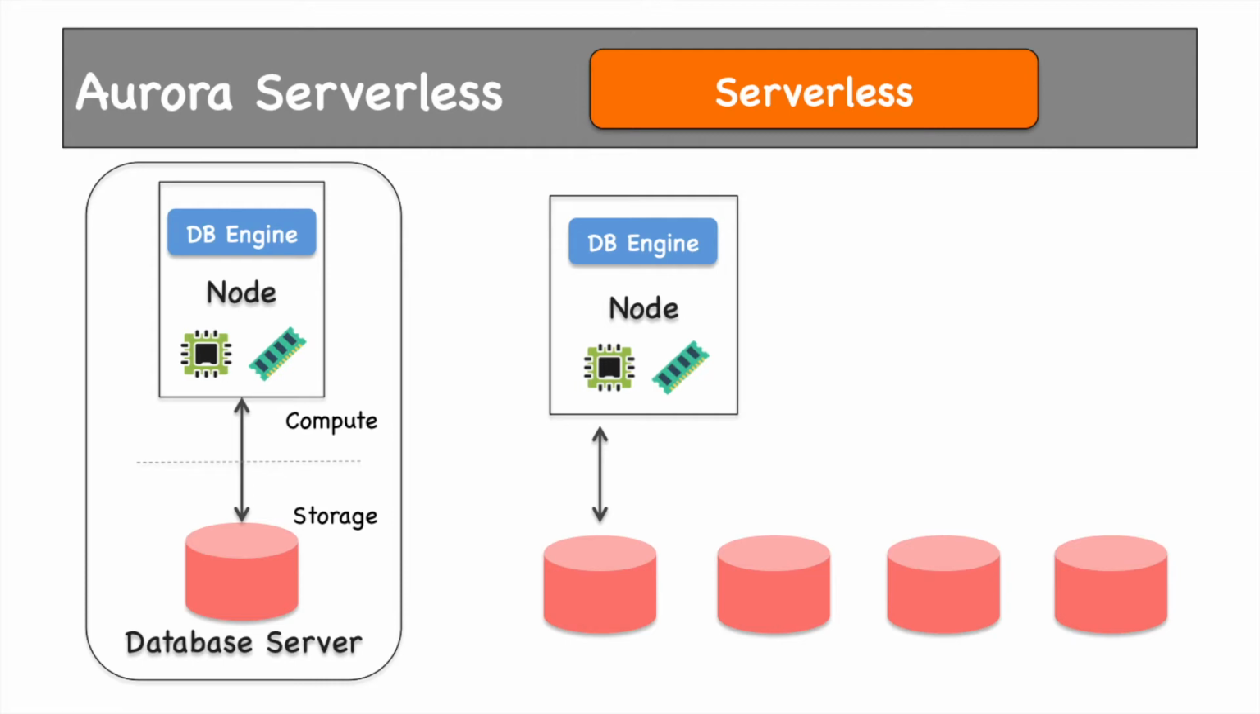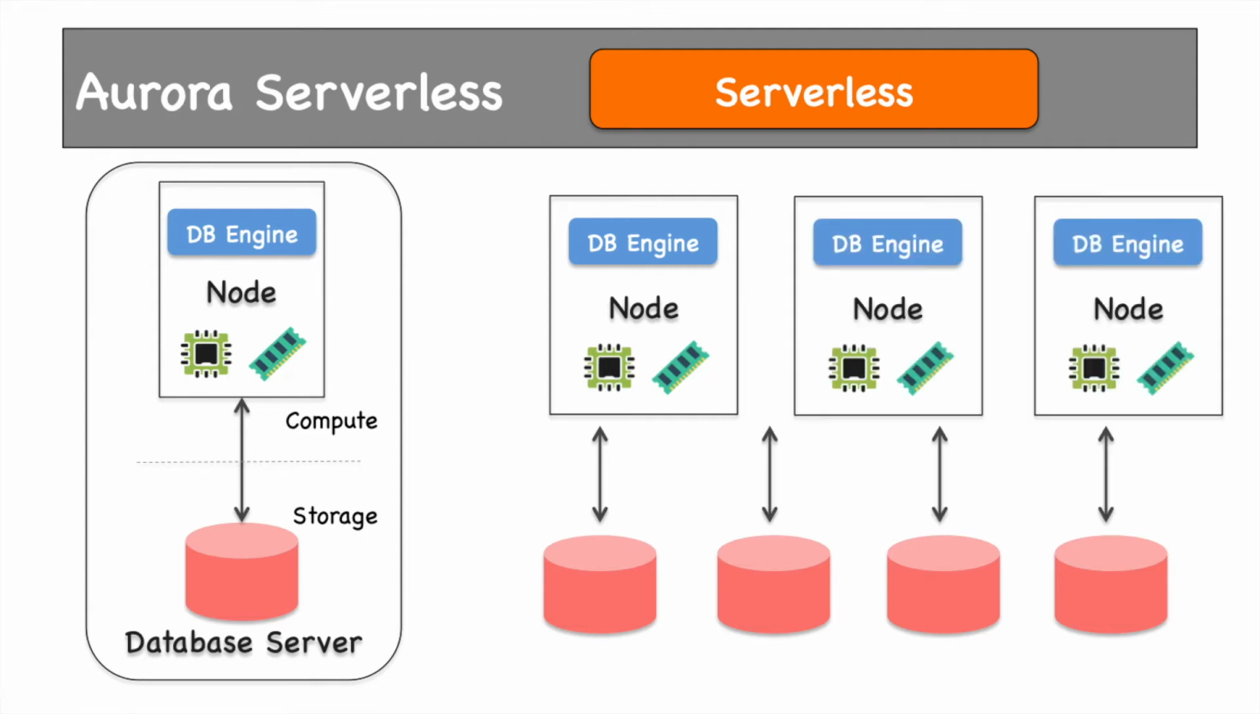So database engine is in the node. When you add nodes, the database engine also scales itself. The data remains the same. The data is not being scaled at all. But as the nodes are added and removed, all these nodes will have the exact same component, similar to Lambda.